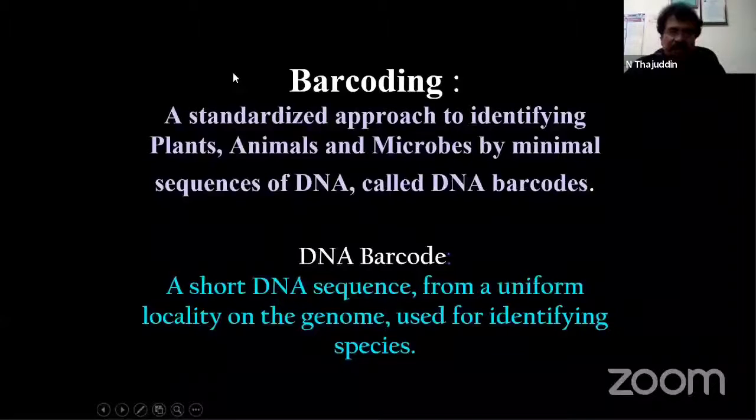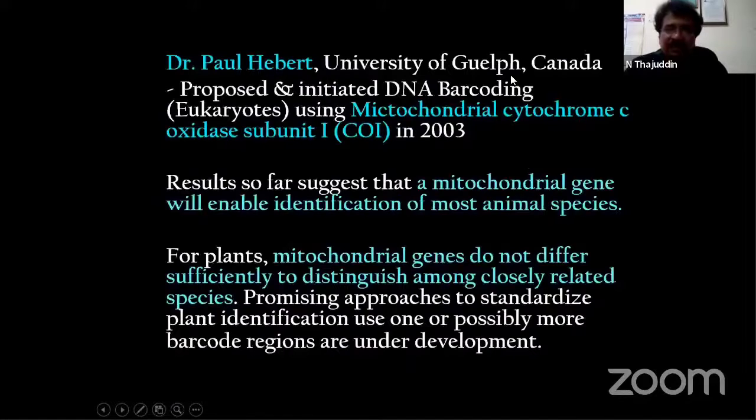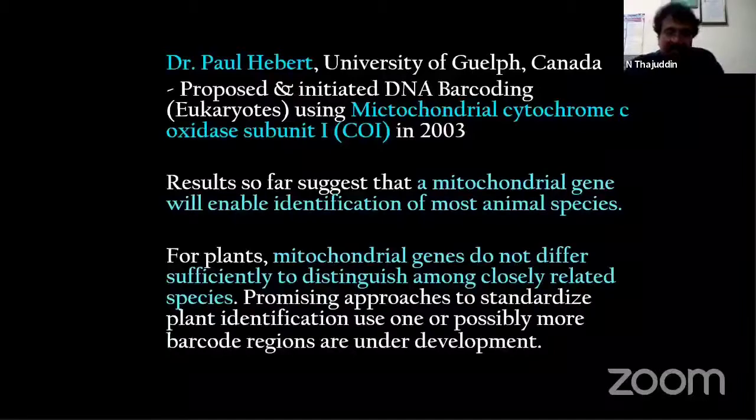And Paul Hebert from the University of Guelph, Canada, proposed the barcoding of animals using the mitochondrial cytochrome C oxidase subunit, that is COI. This is very unique to the animals. So he made the barcode for the first time in animals. For plants, this COI region is not really useful, because there are not many variations in it.